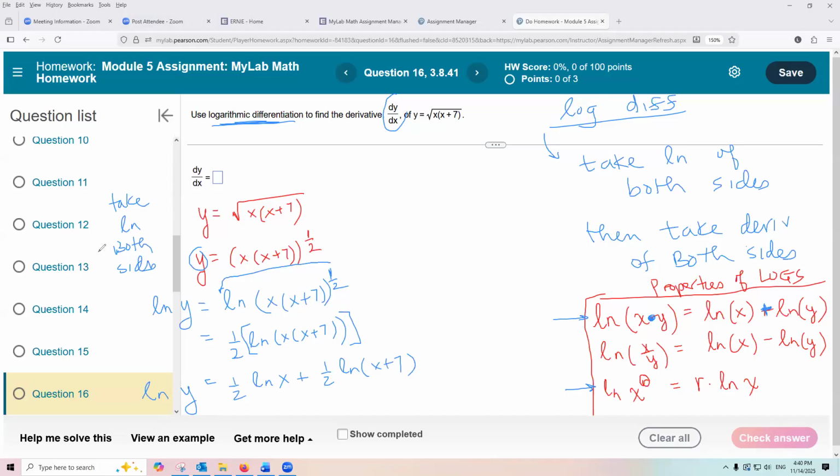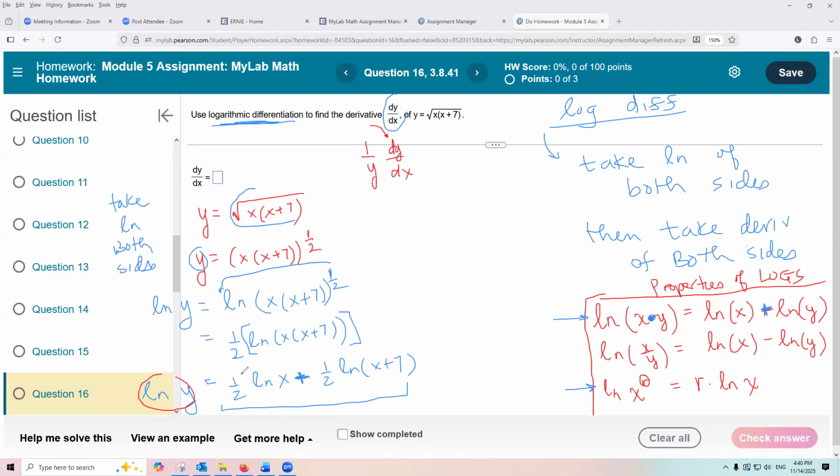Now I'm going to take the derivative of both sides. Notice this right-hand side is an addition expression, so it's going to be simpler to take the derivative of this right-hand side than taking the derivative of this messy square root up here. All right, let's take the derivative of both sides then. The derivative of ln y, well, that's 1 over y dy dx. Remember, when you take the derivative of y, you have to include a dy dx as the chain rule.